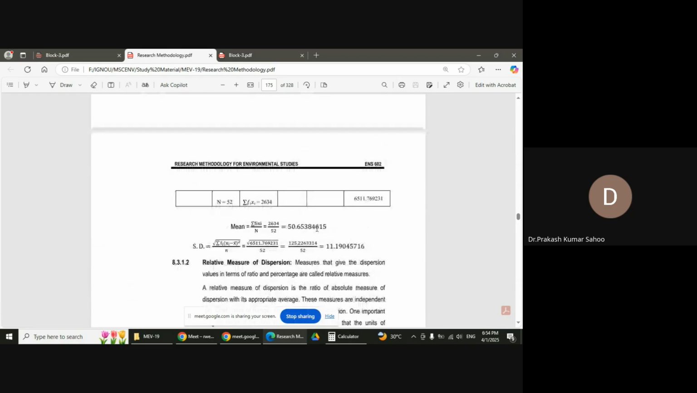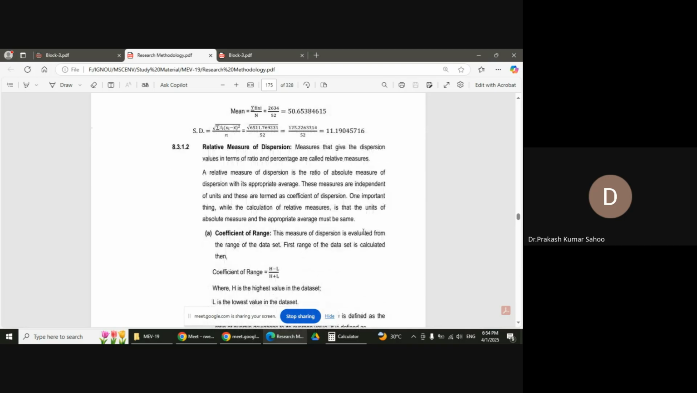Then what is the standard deviation? It is the value we have collected, 6511.769 divided by 52, under the square root. Then the standard deviation from a set of data with frequency gives the result 11.19045716. So like this the standard deviation is calculated.